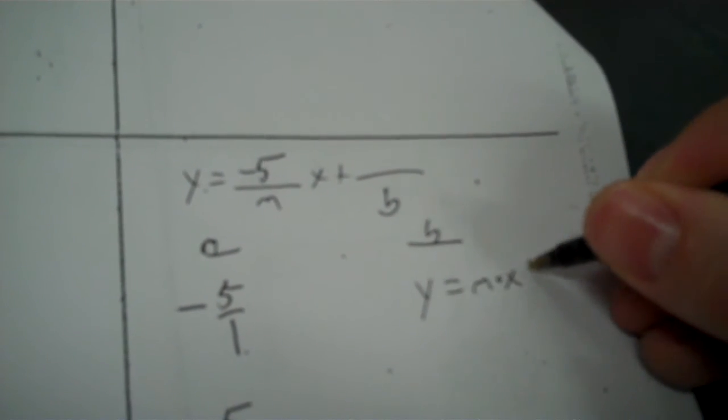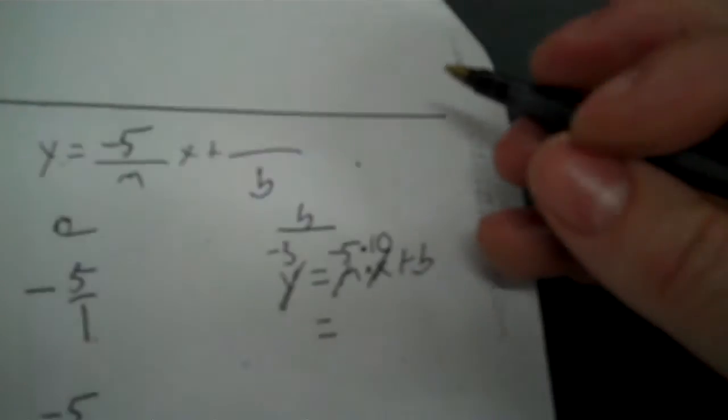y equals m times x plus b. So your m is negative 5. Your y and x come from this coordinate. So negative 3 is your y. 10 is your x. This is going to be a huge answer here.